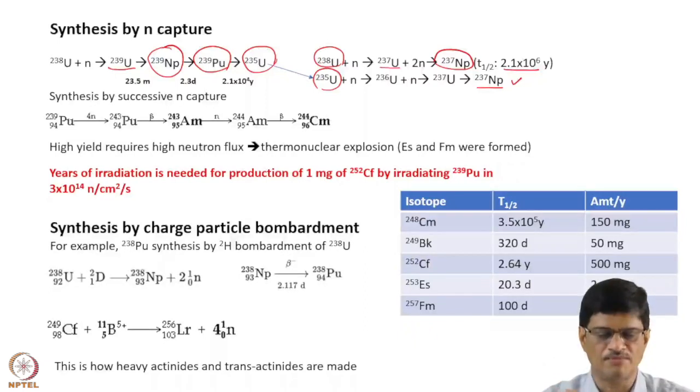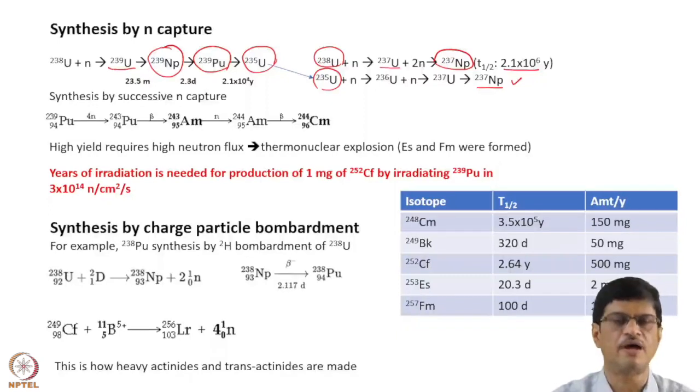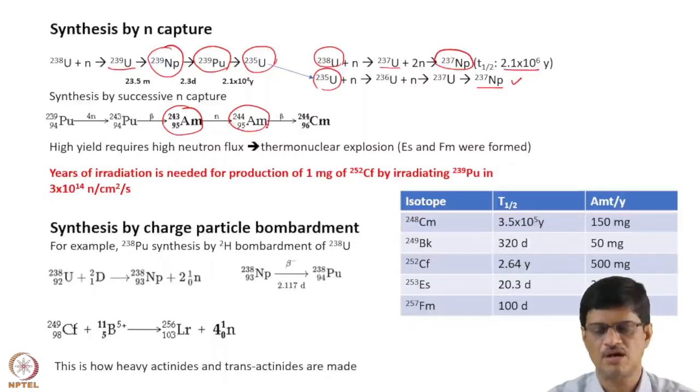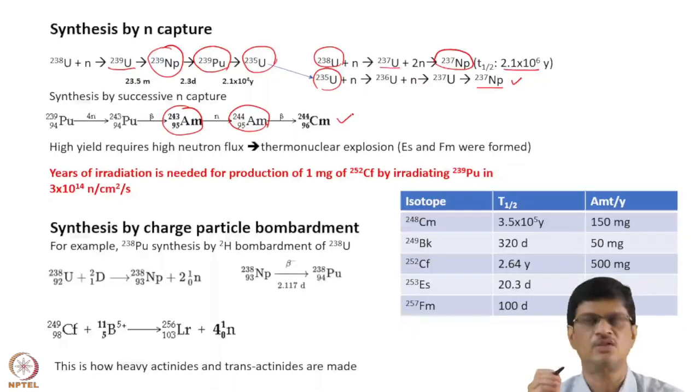Also, some of the relatively heavier actinides like americium and curium are produced by neutron bombardment again. Plutonium-239 with 4 neutrons gives plutonium-243, and then by beta decay it gives americium-243, which can capture a neutron to give americium-244, which again undergoes beta decay to give curium-244. So this is how americium and curium are also produced in nuclear reactors.